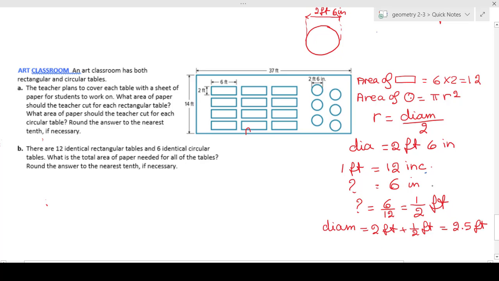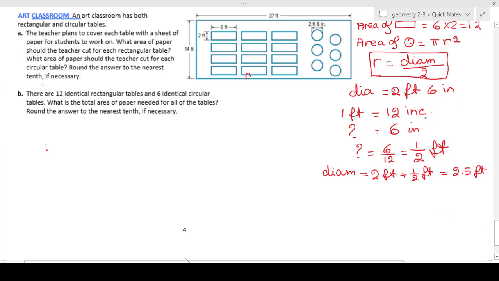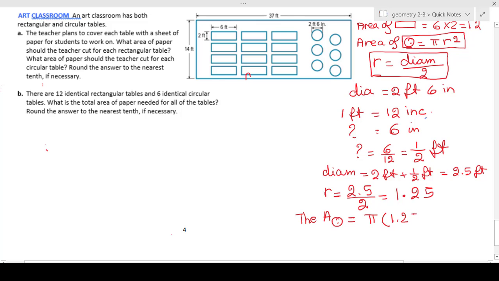Now I'm going to take this piece of information and put it in this rule to find the radius. So my radius here will be equal to the diameter, which is 2.5 feet now, and I divide it by 2, and this will give me 1.25. Okay? Now I'm going to put this in my main rule. The area of the circular table equals pi multiplied by 1.25 squared. So of course you're going to use the calculator in calculating this amount, and then by this we finish this part of the question.